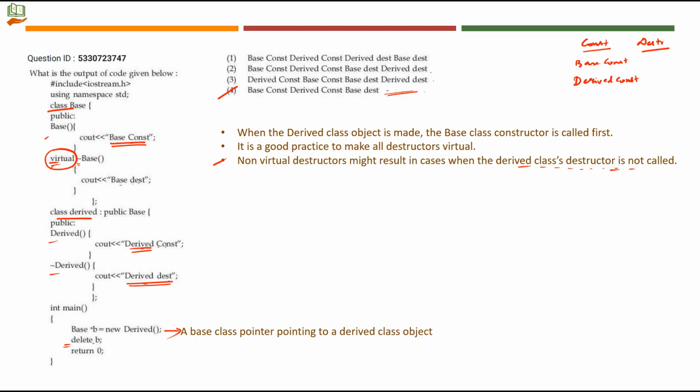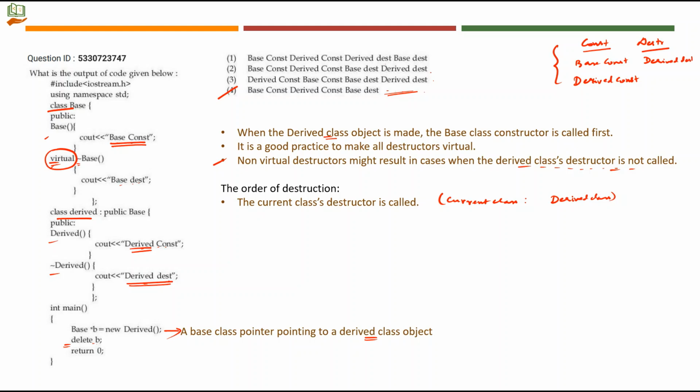While creating an object, this will be the order. While deleting the object, how will the order of destruction be? The current class destructor is called. So we are creating a pointer to the derived class object. So now we are in the derived class. So the current class here is the derived class. So the current class destructor is called. Can we call the current class destructor? Yes, we can call it because the base class is declared with the virtual keyword. So what is the destructor statement? Derived destructor. So the first statement will be derived destructor.